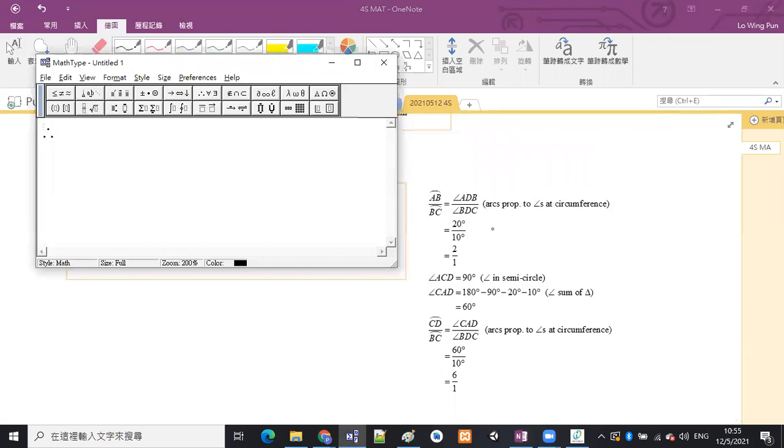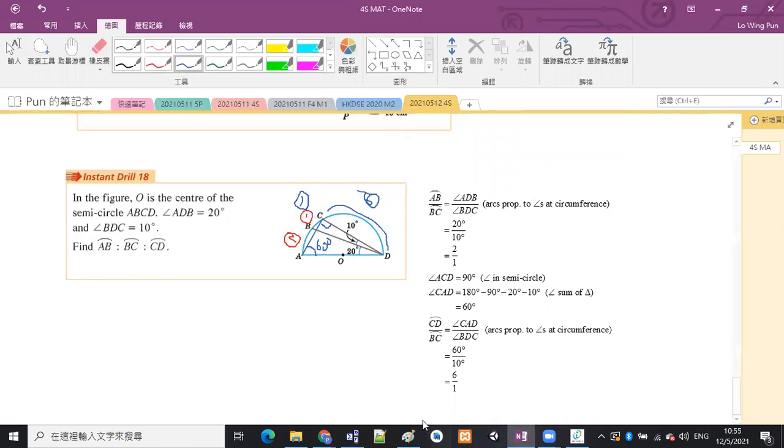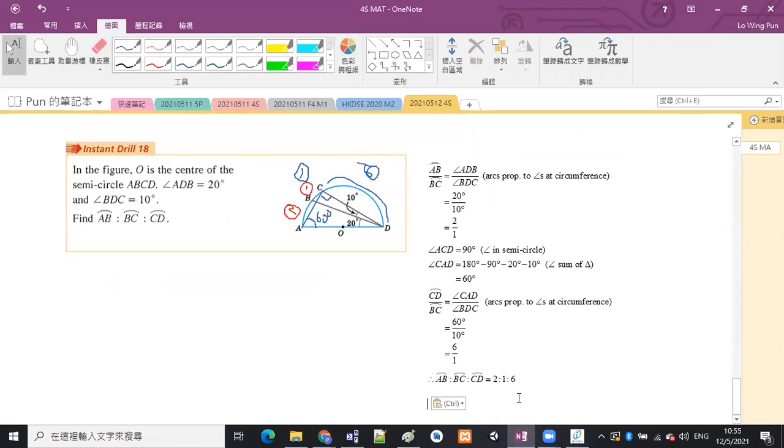Okay, therefore, the ratio of arc AB to arc BC to arc CD is equal to 2:1:6. Okay, so that is the final answer. Can you get this?